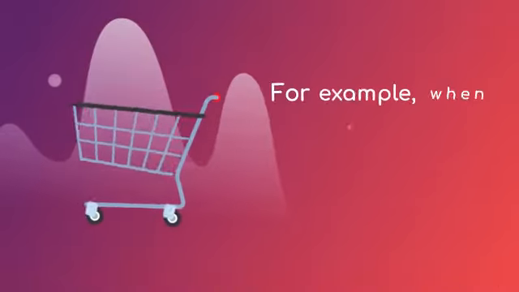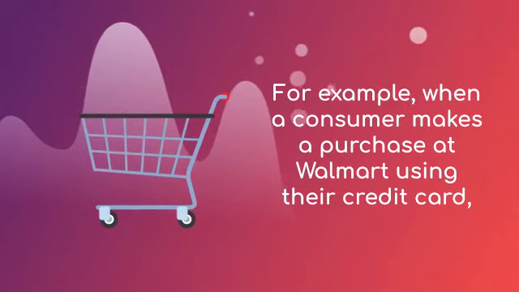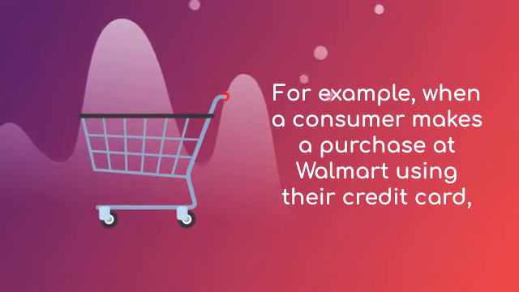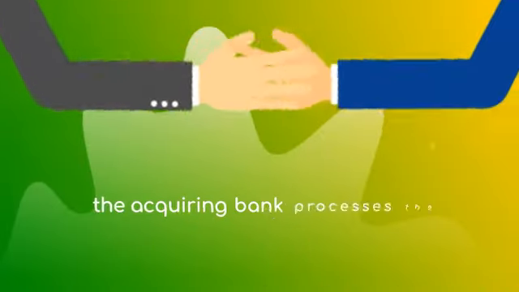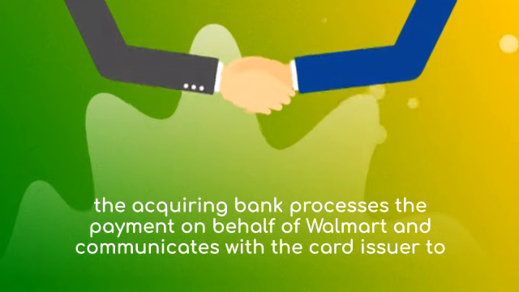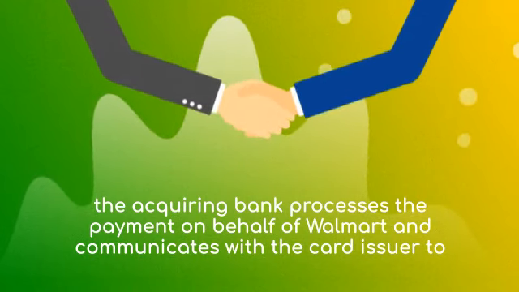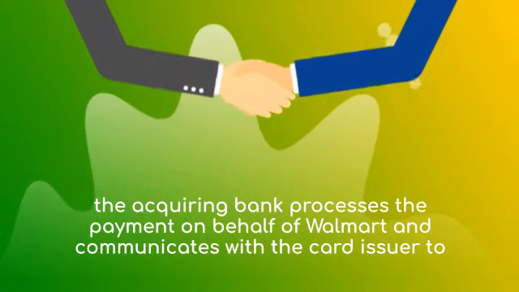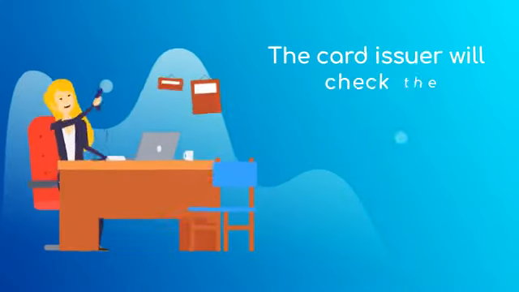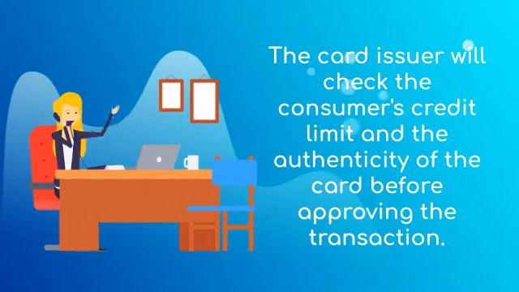For example, when a consumer makes a purchase at Walmart using their credit card, the acquiring bank processes the payment on behalf of Walmart and communicates with the card issuer to approve or decline the transaction. The card issuer will check the consumer's credit limit and the authenticity of the card before approving the transaction.